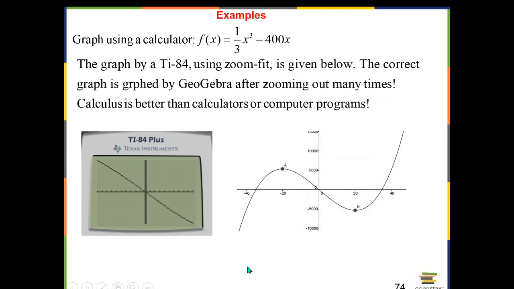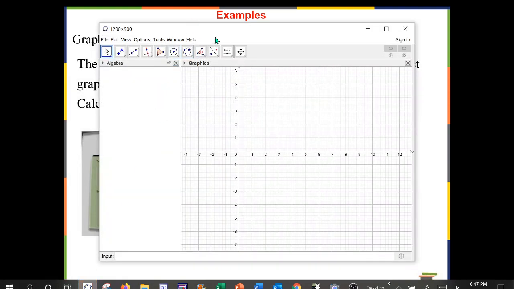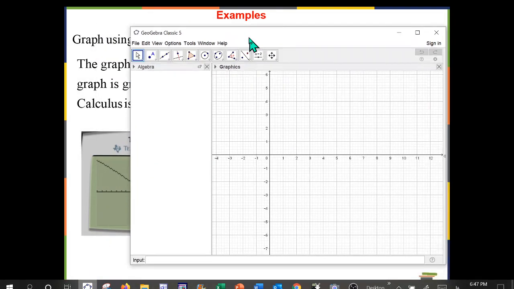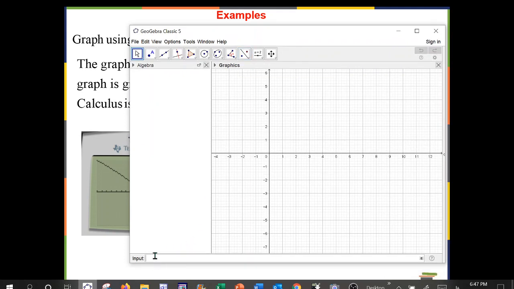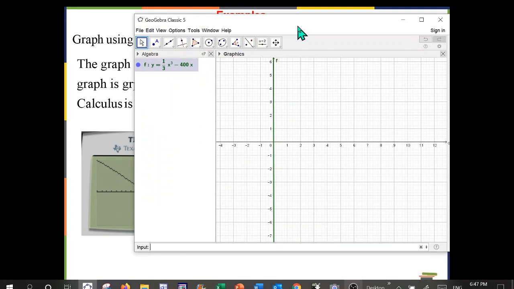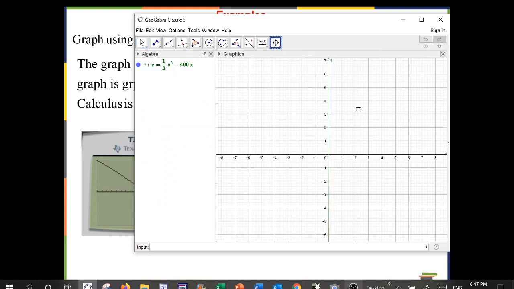So let me go to my GeoGebra now, and then do the same thing. I'm going to put y equals 1/3 x to the third power, and then minus what? 400x, right? My keyboard is not in English. So notice what I got here, and that's what we couldn't see in the calculator.